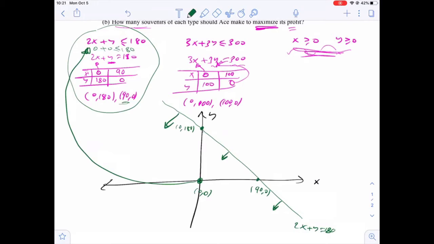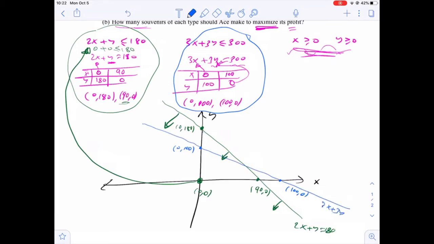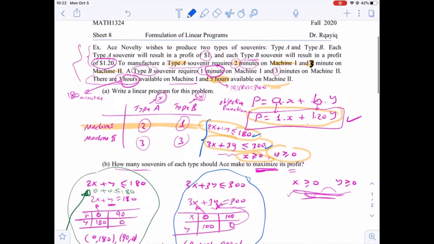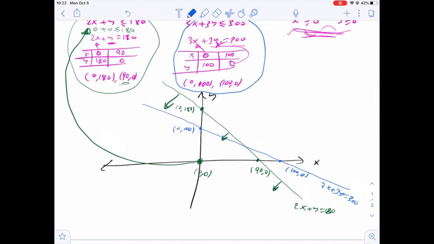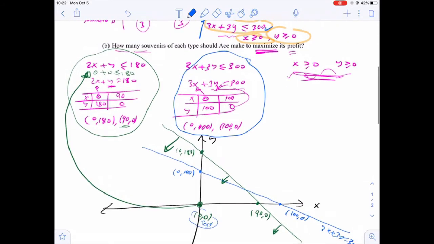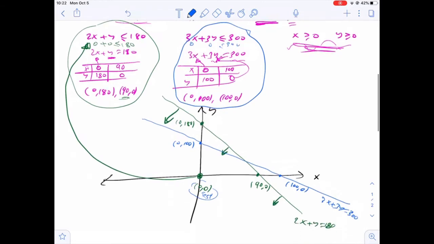Good. Now for the second inequality we'll use the blue color, and we have 0, 100. Let's say this is 0, 100, and we have 100, 0. Then we graph this line, 3x plus 3y equals 300. And then we determine if the region is above or below this blue line. We choose the same test point. Let's substitute 0 here and 0 here, still less than or equal to 300. That means the solution will be below the blue line.